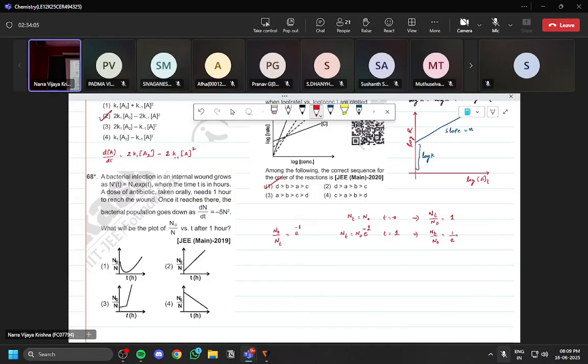After that, what happens? The rate is decreasing, which means Nt value decreases exponentially. Nt value decreases exponentially means what happens to Nt by N0 value? It increases exponentially. So first it decreases and then increases exponentially. So which is the graph? First graph.